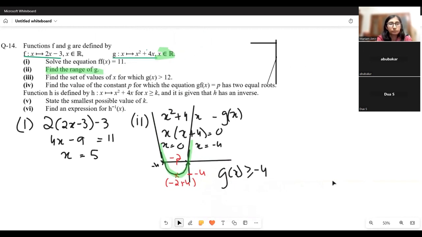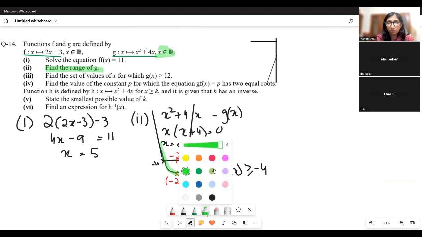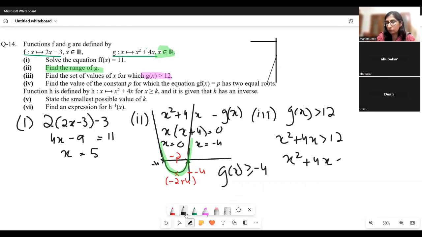That's part 2. Part 3. Find the set of values of x for which g(x) is greater than 12. So x squared plus 4x is greater than 12. So x squared plus 4x minus 12 is greater than 0.